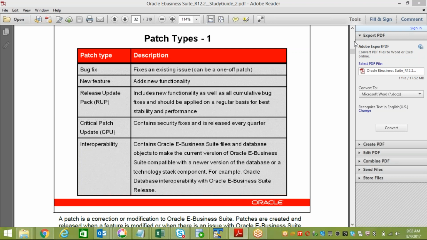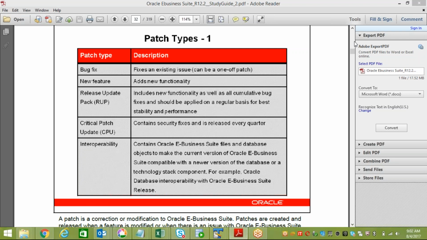Yeah, I'm back. So it's purely depending on the patch definition. We don't need to worry about this. Once we get the patch, you can blindly go ahead and apply it, but there is a sequence. We never apply straight away on a production machine, and that part we will discuss after some time. RUP patches we call release update patches. They include new functionality as well as cumulative bug fixes, and should be applied on a regular basis for the best stability and performance.